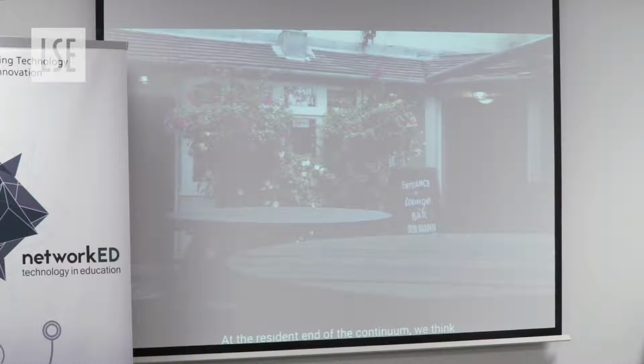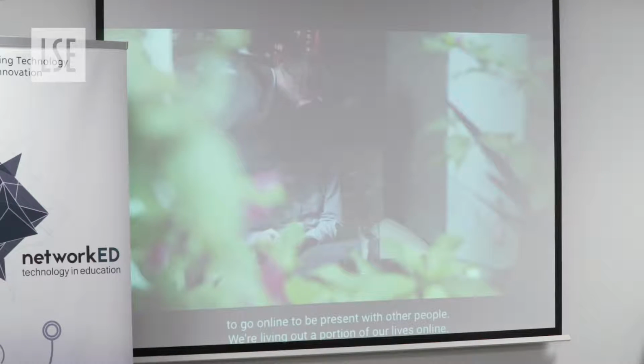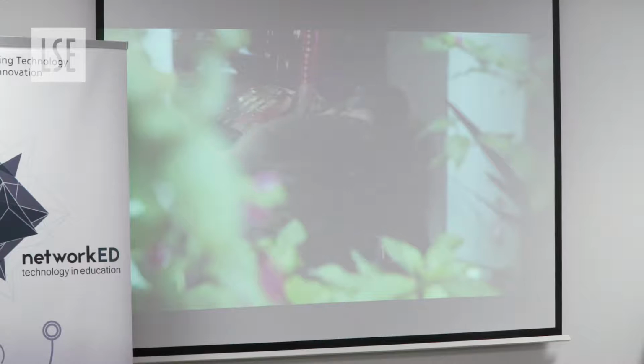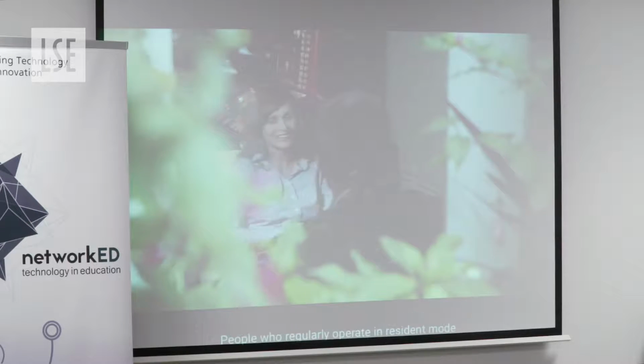At the resident end of the continuum, we think of the web as a series of spaces or places. When we're in resident mode, we're choosing to go online to be present with other people. We're living out a portion of our lives online. This mode of engagement does leave a social trace, one which remains after we go offline.